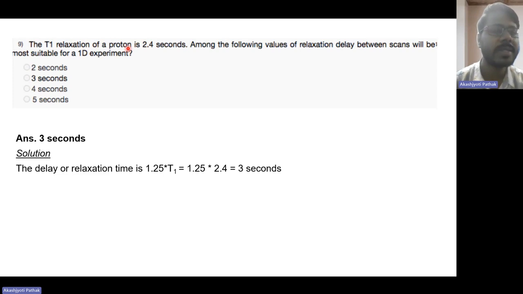Now the T1 relaxation of a proton is 2.4 second. T1 relaxation, what we just learned, the acquisition delay or the relaxation delay, depends on the T1 relaxation value of the sample. So it is usually kept 1.25 times the T1 relaxation value. So 1.25 into 2.4 will give you 3 seconds.